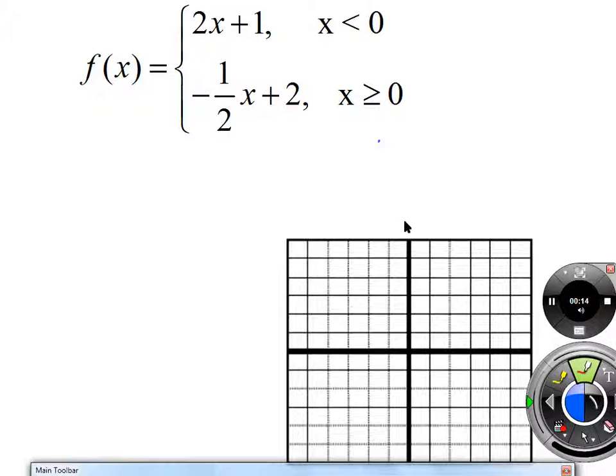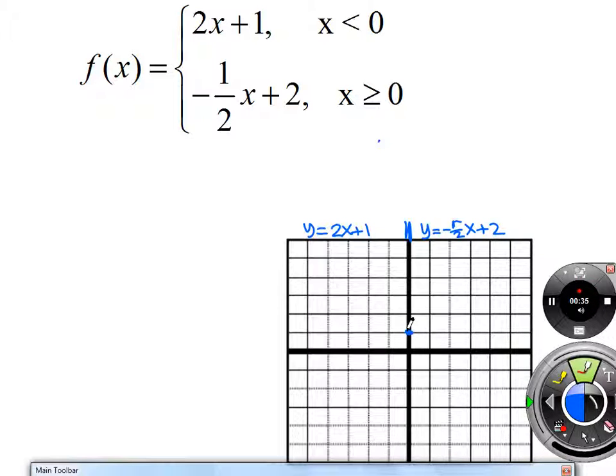So this boundary is at 0, so in my head I'm thinking about at 0 is where I want to kind of separate. And less than 0, I want to graph y equals 2x plus 1. And when x is greater than or equal to 0, I want to graph y equals negative 1 half x plus 2.